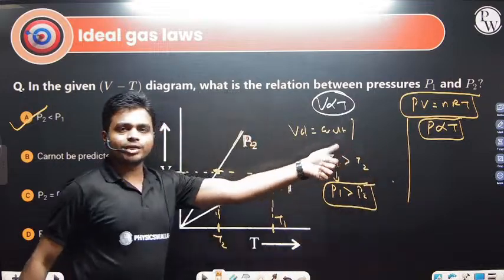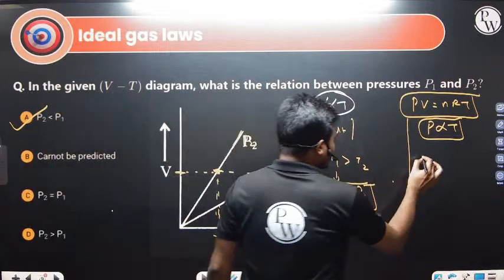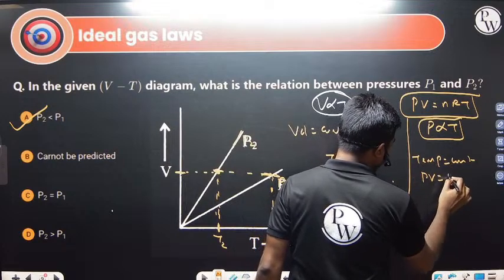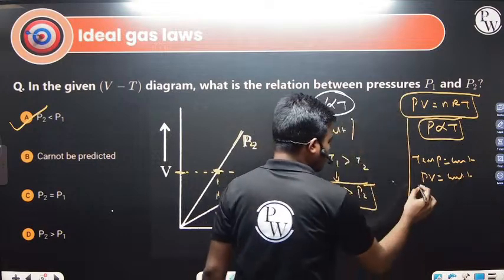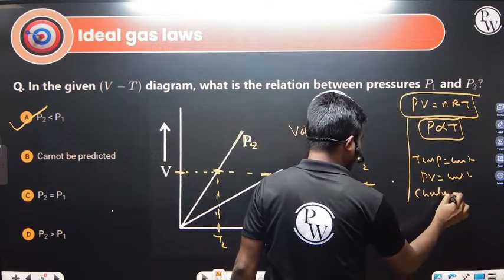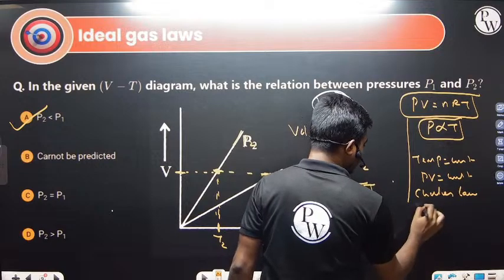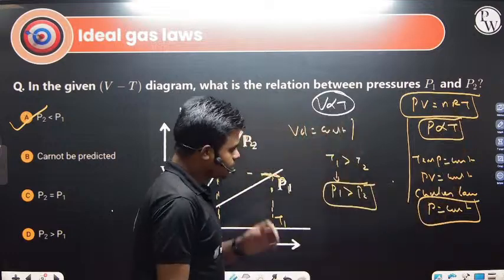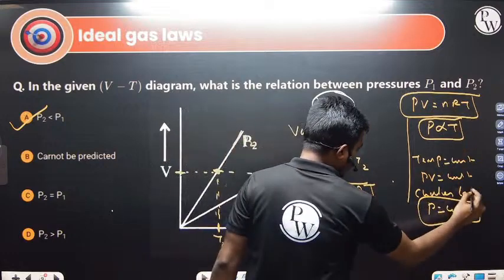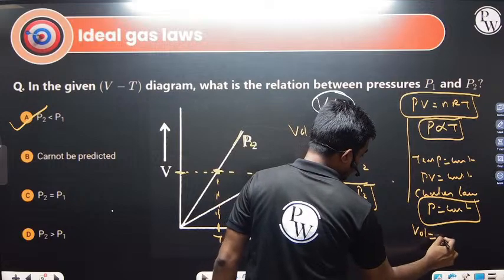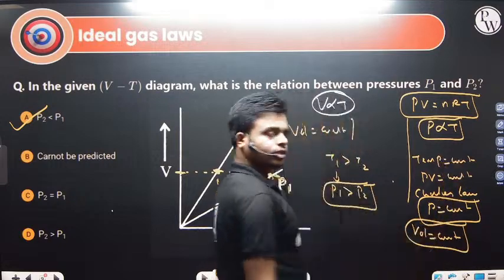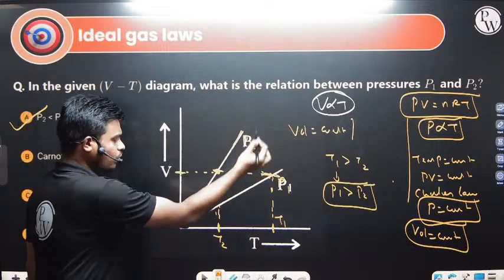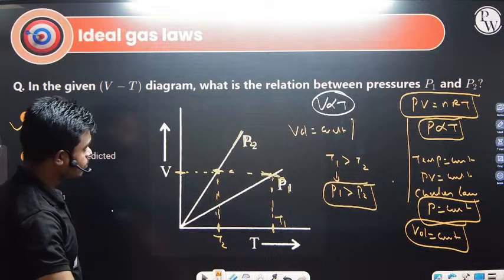Volume is when the pressure is constant. Different types of process we have. When temperature is constant, we call it Boyle's law, in which PV is equal to constant. Then we have Charles law. When to use Charles law? When the pressure is constant. Then also we have Gay-Lussac's law, in which volume is constant. This is the method that we should follow: making one variable constant and finding the other variable like this.